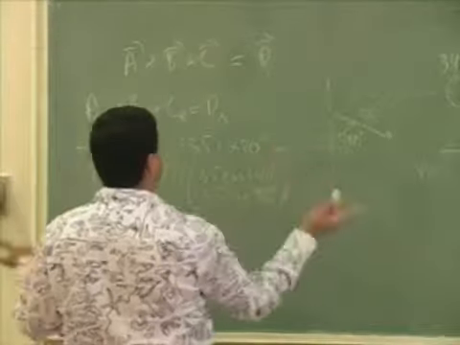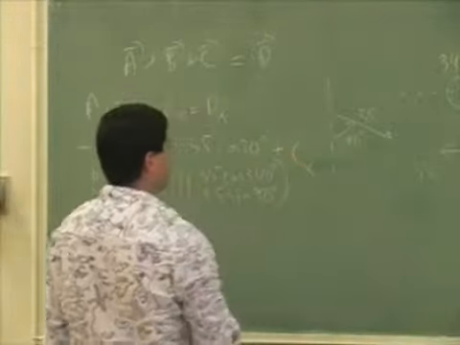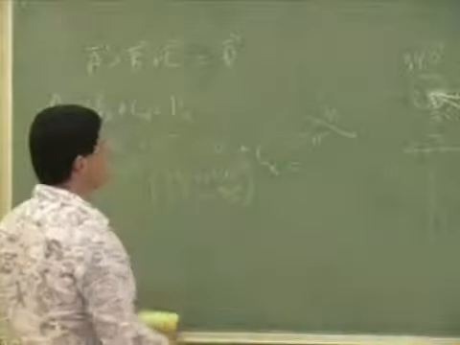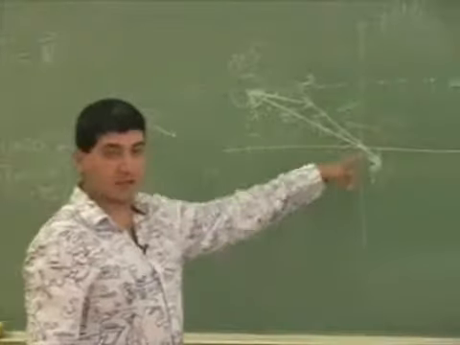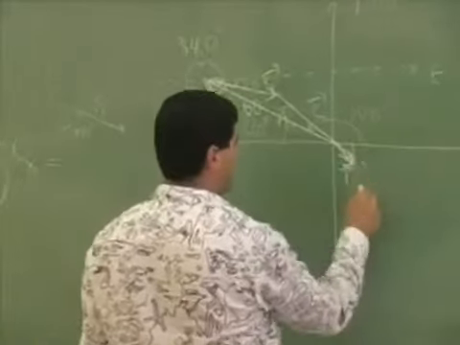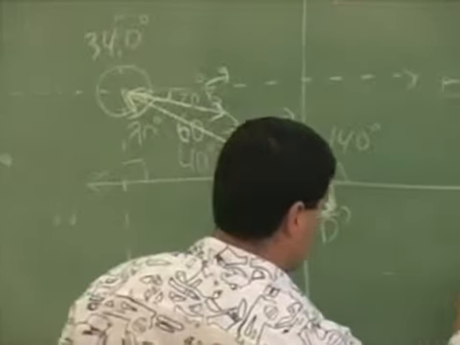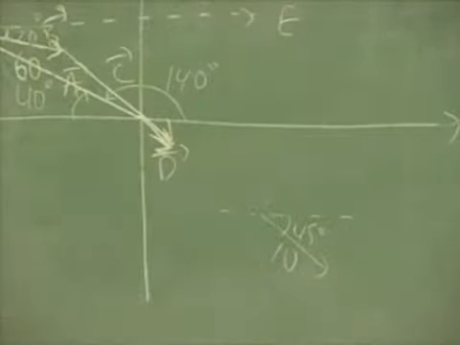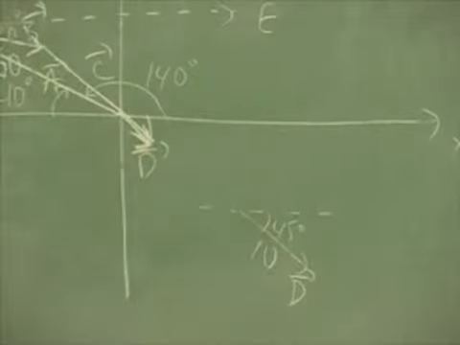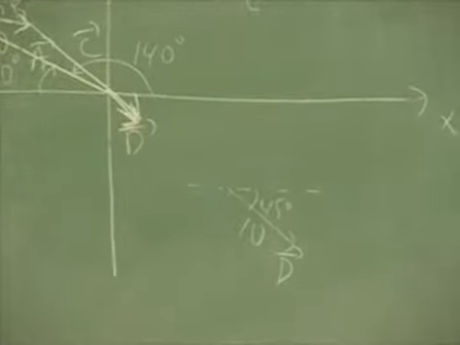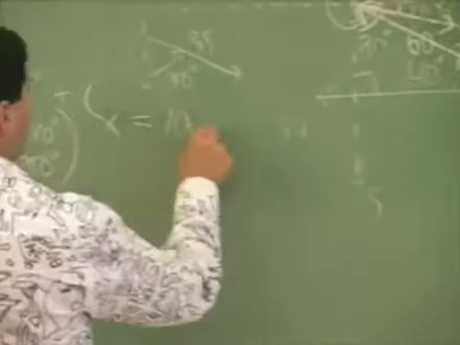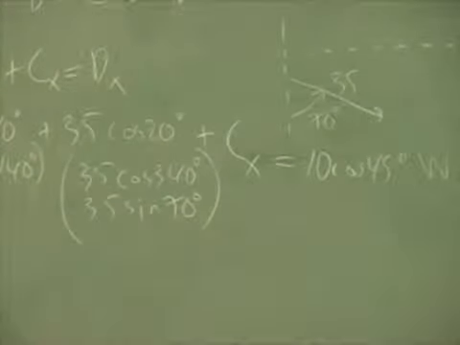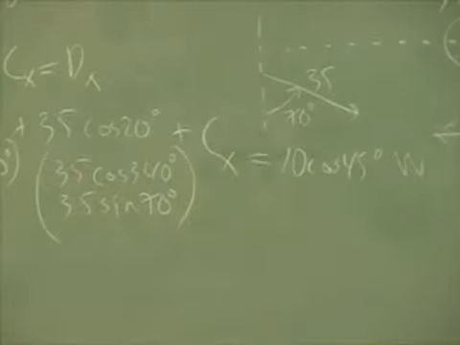The cx, we don't know. That's what we're solving for. And now that's equal to dx, which is where the car is going to end up, which is 45 degrees, right? So the vector d looks like this. Southeast is 45 degrees, and the vector d has a magnitude of 10. And so dx is going to be 10 cos 45, right? It's positive. Okay? So now put that all into the calculator. Tell me what you get for cx.